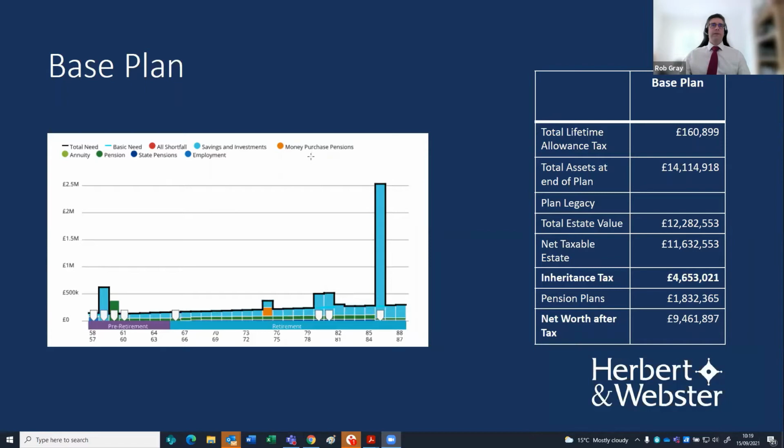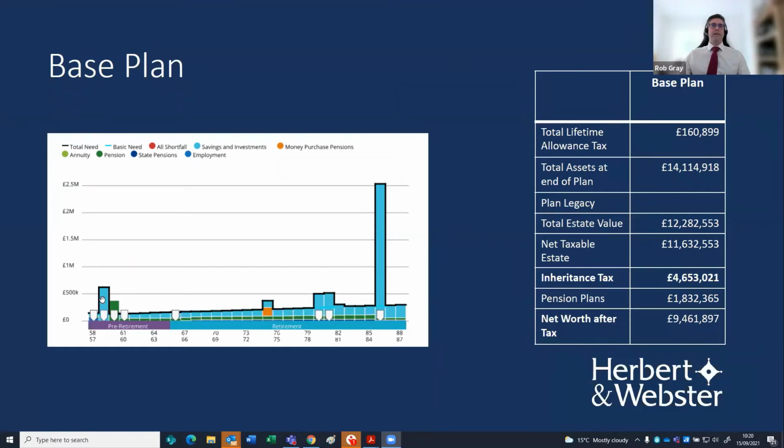Money purchase pensions, I'll explain what's happening here in a second, but generally he's not needing to use his money purchase pensions at all, but he does have his defined benefit pension, which is in green. So we're looking at his age 60, where he would take the tax-free lump sum, and then you can see a small amount of his income for the rest of his life is coming from his defined benefit pension.